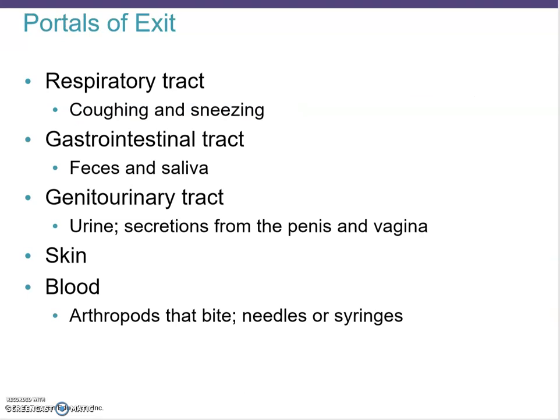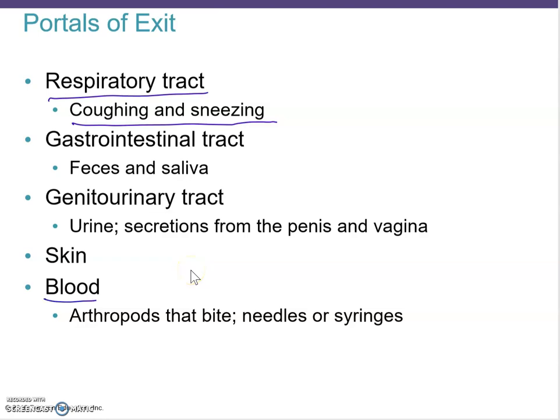Next, here are the portals of exit. Basically, those are the routes that a pathogen would use to leave your body and move on to the next victim, to the next host. So a lot of pathogens use your respiratory tract and get out by coughing and sneezing, such as coronaviruses. Gastrointestinal tract is also a popular portal of exit. That will be used through fecal material and saliva also. The genitourinary tract, that will be urine and secretions from penis and vagina. The skin can act as a portal of exit, and then also blood.